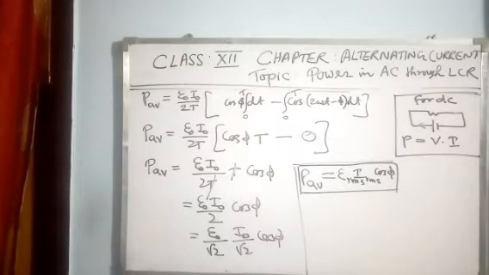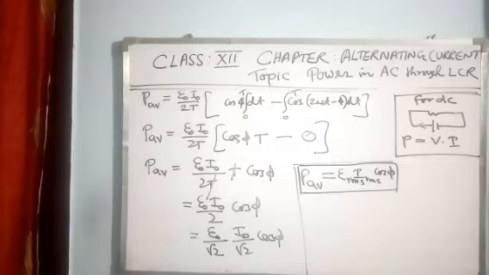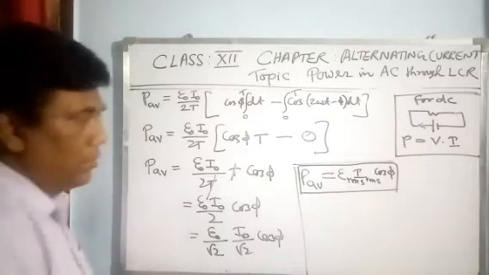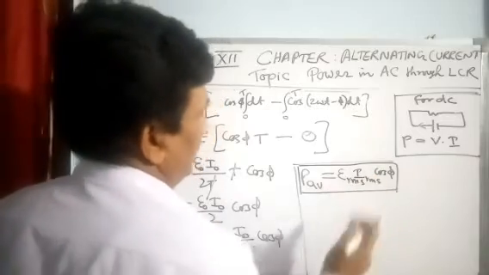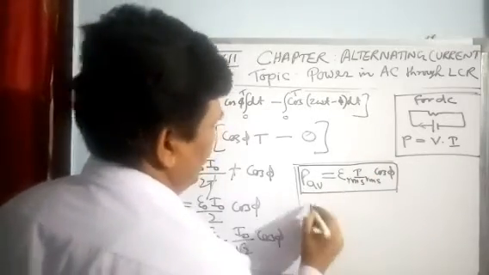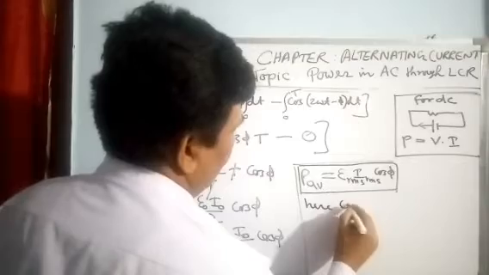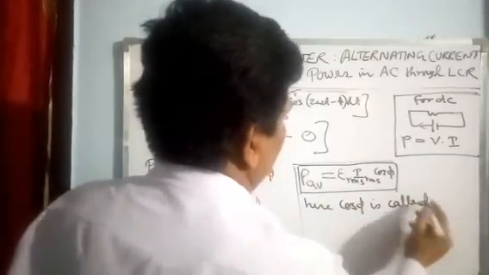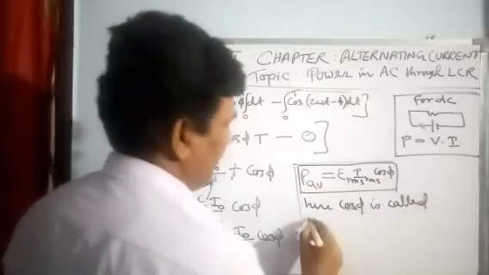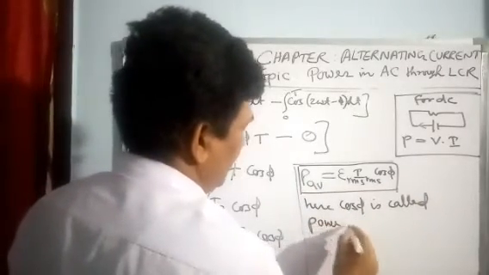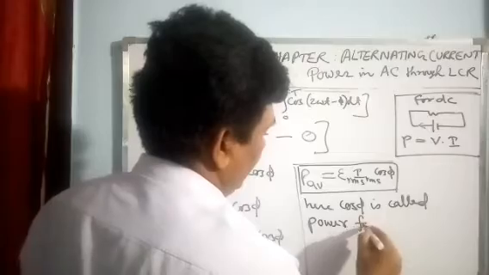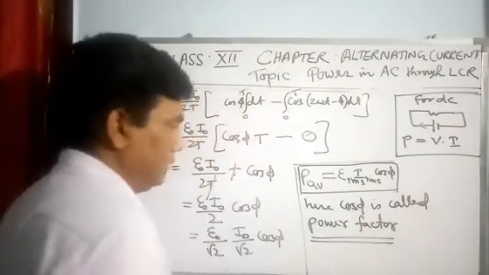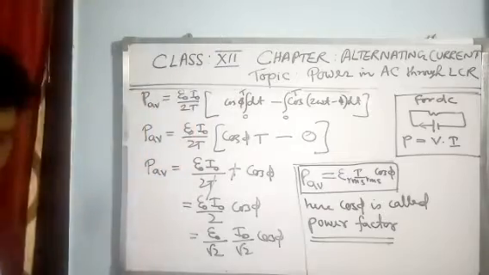What is E_RMS? That is the root mean square value of the EMF. What is I_RMS? Root mean square of the current. What is cos phi? Here cos phi is called the power factor. Okay, as it is part of the power expression, the power factor will actually decide what the power will be.